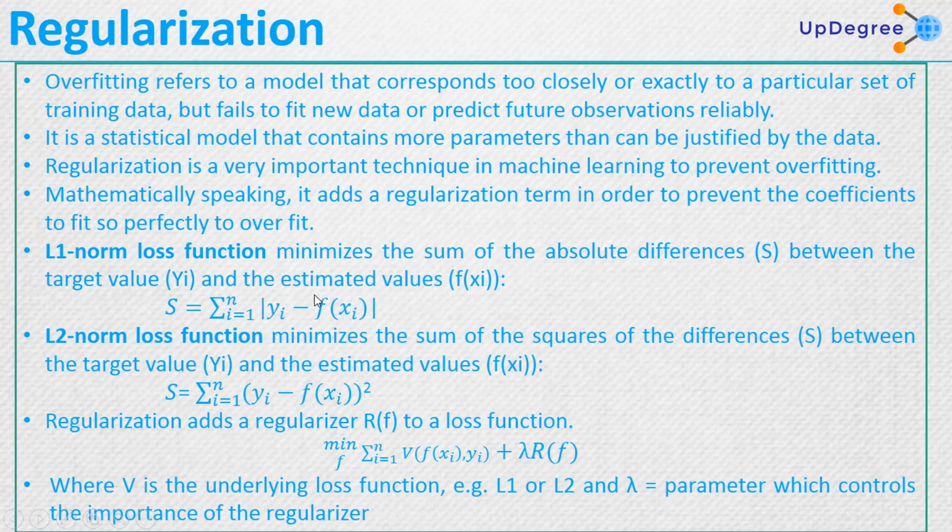Overfitting refers to a model that corresponds too closely or exactly to a particular set of training data but fails to fit new data or predict future observations reliably. In case of overfitting, for the present set of data it is working well, but for unseen data the prediction becomes very poor. Whenever we consider multiple input variables for a model design, the model can overfit. Even if you consider more than 4 feature variables, the model can be overfitted. It is a statistical model that contains more parameters than can be justified by the data.